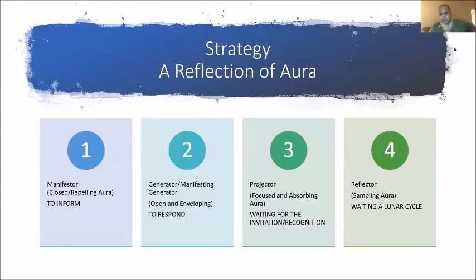There are projectors, who have a focused and absorbing aura, and their strategy is waiting for the invitation and to be recognized for what they're going to contribute. And then there's the reflector, who has a sampling aura. A reflector is someone who does not have any colored centers in their chart, and they really are people who take in the entire world around them and give an accurate reflection of the health and vitality of the people and the environment around them.